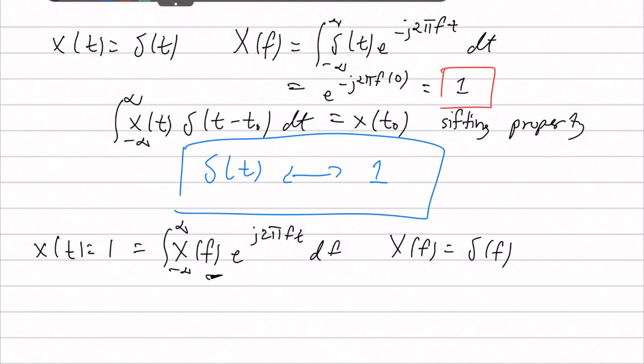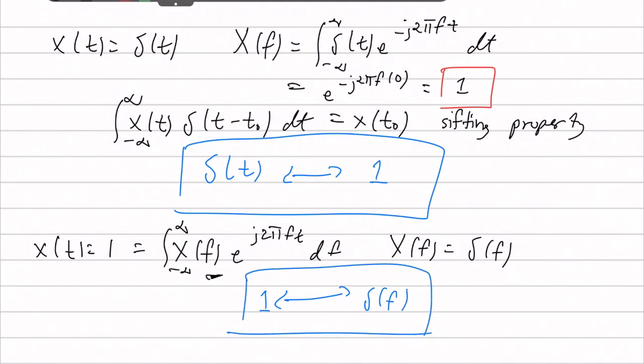So when we apply it here, and again applying the shifting property, the result of this integral will be equal to 1. So X(f) is equal to delta of f. So if we have a constant in the time domain, then in the frequency domain, we have an impulse function, delta of f.